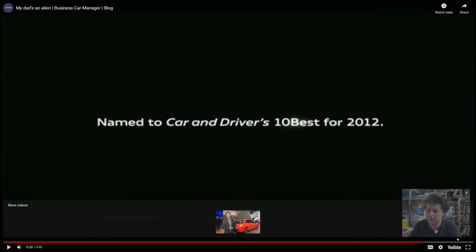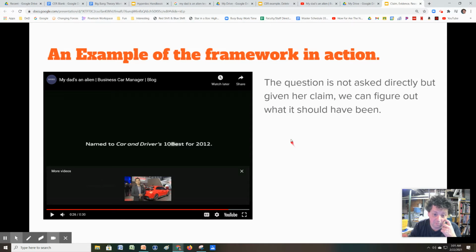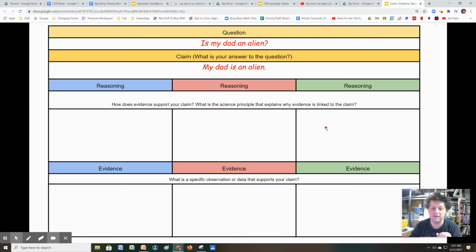So now, clearly that's just an ad, right? Her dad's not an alien, but the thinking and the rationale is legitimate. They didn't ask the question directly, but given her claim, my dad is an alien, we can figure out what the question should have been. And that's where we start our paper, at the top with a question. Is my dad an alien? And then we make a claim and say, yes, my dad is an alien.